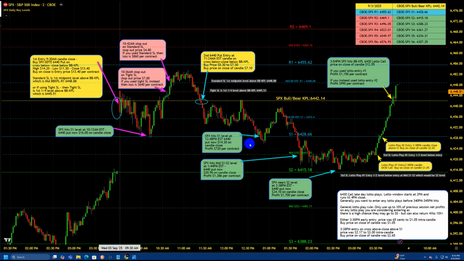Roughly an hour and a half later, SPX hits the S1 level. The 64.40 put is now $14.30 on the candle close. So you have a current profit of $720 per contract. That's taken from the buy price of $7.10 on this close against the closing price here, which is $14.30.